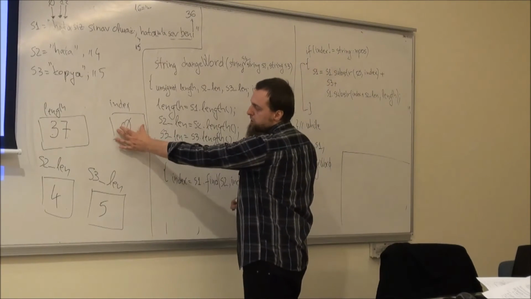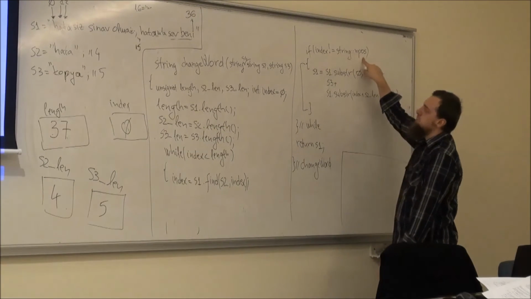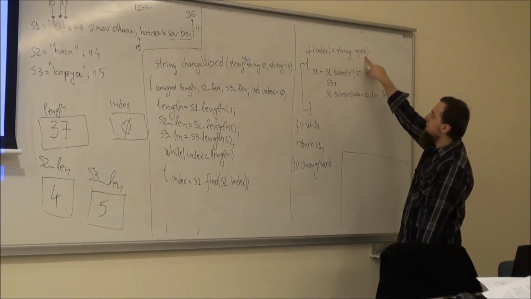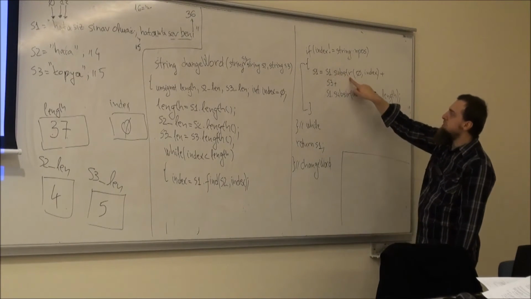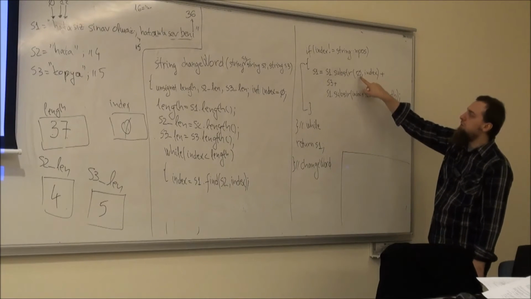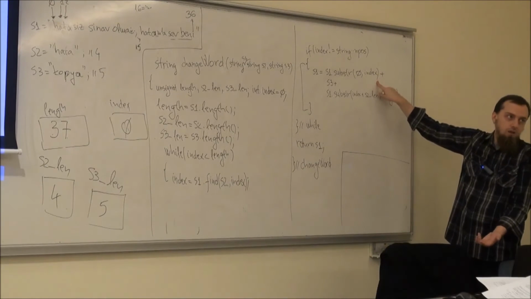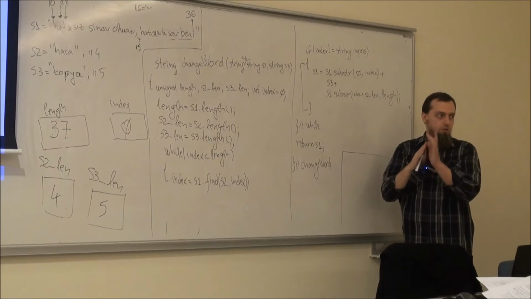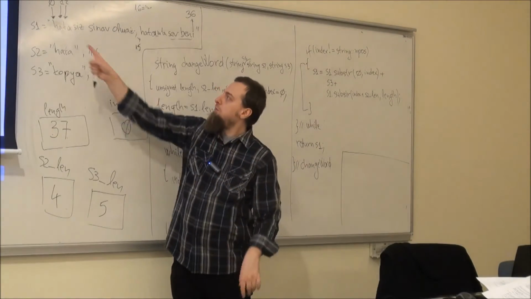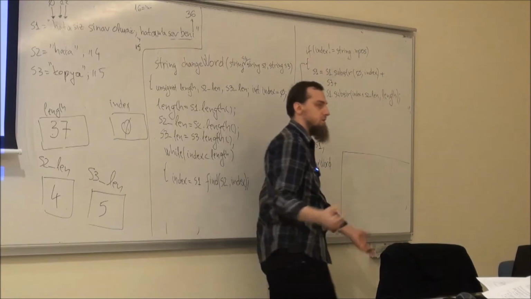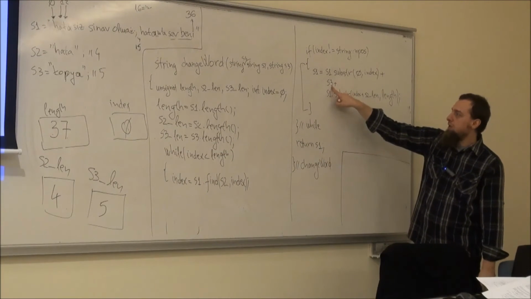Index again will not be changed, will be 0. We are asking: while index is not end position. This is true because we found it. 0 is not end position. What are we trying to do? S1 is equal to S1 substring from 0. We start from index 0 and we take 0 characters, which is nothing. This is an empty string. From here, we take 0 characters. This makes no sense, so this is an empty string. It doesn't make any change. We add S3.